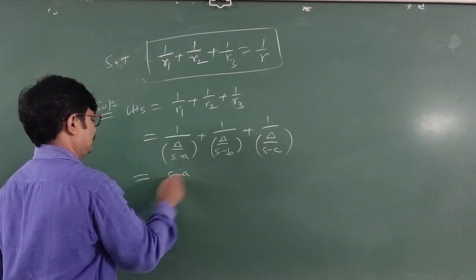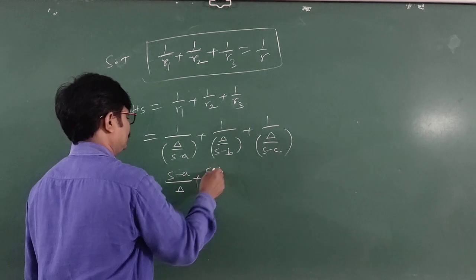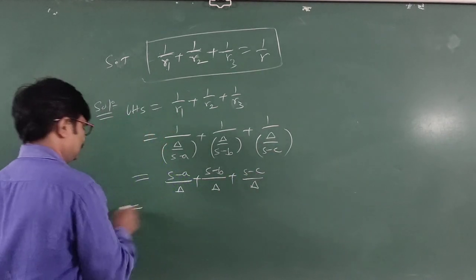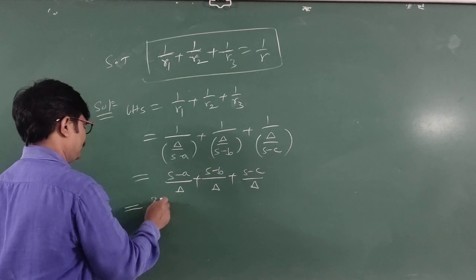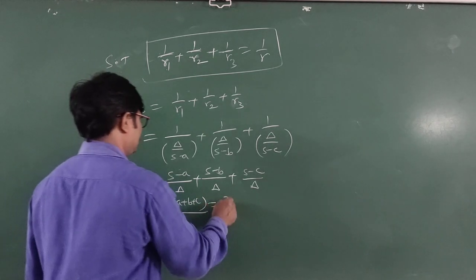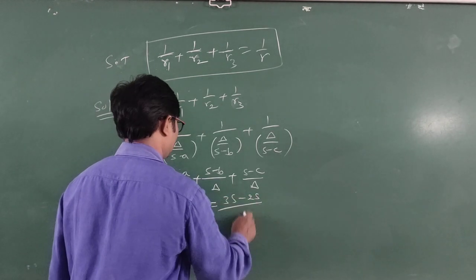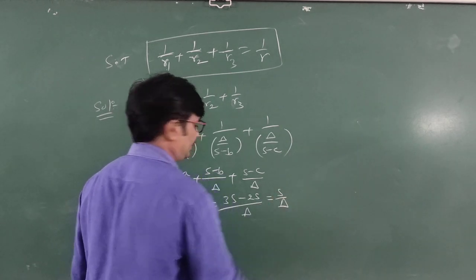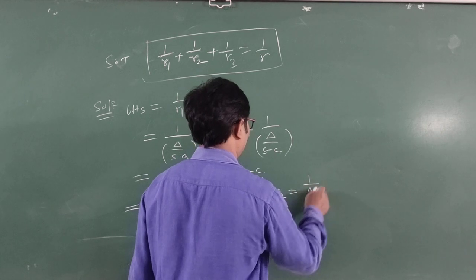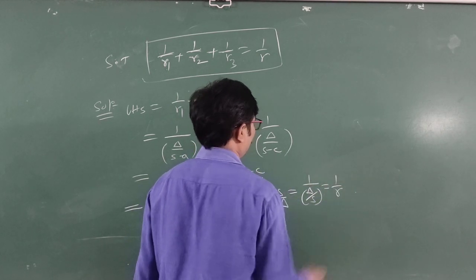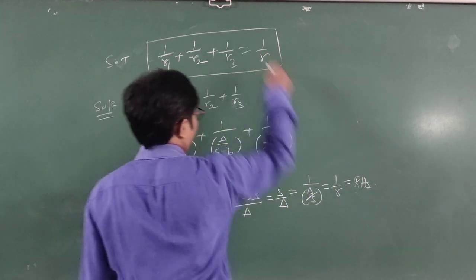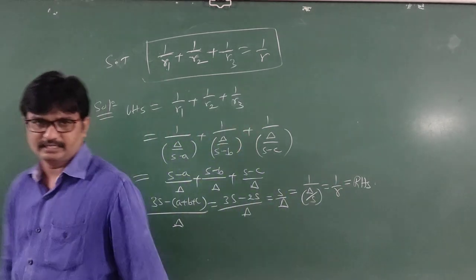Dear students, so it is (s−a)/Δ, (s−b)/Δ, (s−c)/Δ. So students, s plus s plus s, 3s minus (a+b+c), over Δ. This is 3s minus 2s over Δ, that is s/Δ. Dear students, we can write it as 1/(Δ/s). This is 1/r. So students, this is the right hand side, 1/r. Okay students?